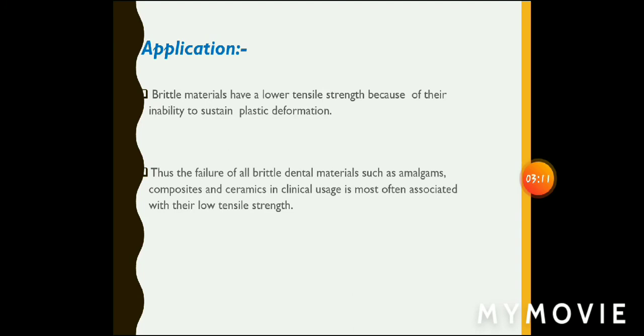Brittle material will have a lower tensile strength because of its inability to sustain plastic deformation. Thus, the failure of brittle materials such as amalgams, composites and ceramics is most often associated with their lower tensile strength. These brittle materials won't have the plastic portion of the graph, so the ultimate tensile strength will be low. That is why they couldn't sustain this fracture.